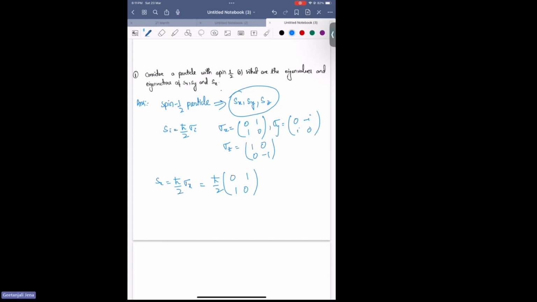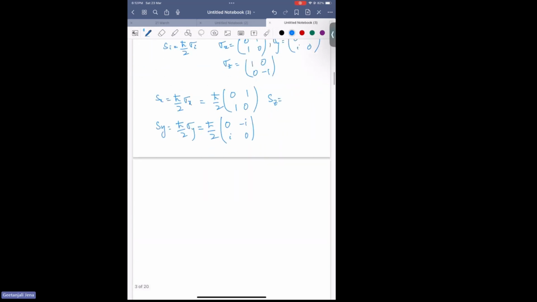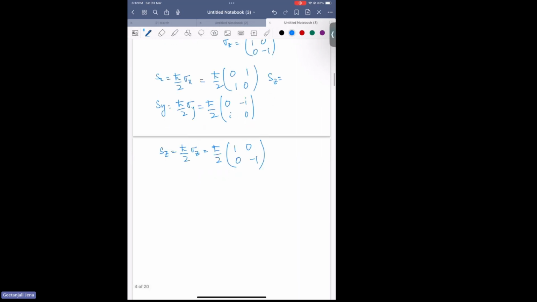Now let us see the matrix for the three components of spin. Sy will be ħ/2 [0, -i; i, 0]. And Sz, let me write it on the next page, is ħ/2 sigma z, which is nothing but ħ/2 [1, 0; 0, -1]. If you look, Sz is a diagonal matrix, right?